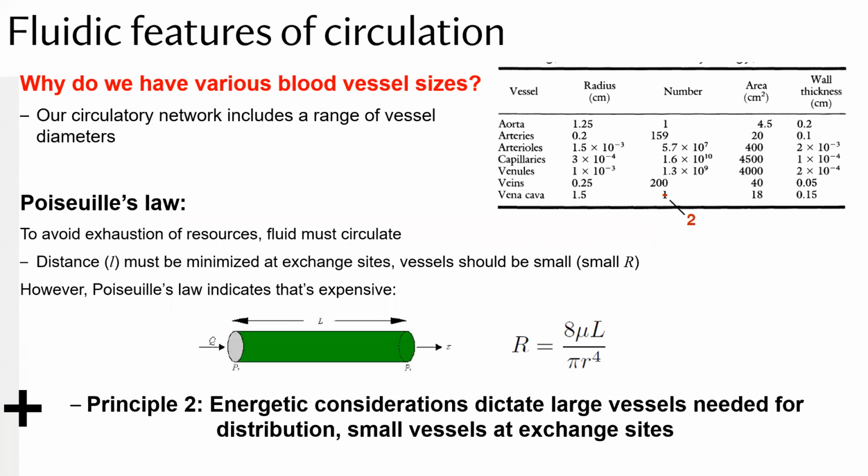But then why is it that we have all these variations? So why can't it all be arteries? Why should it vary all the way to capillaries and then all the way back? So the reason we have this range of diameters is, again, going to go back to Poiseuille's law.